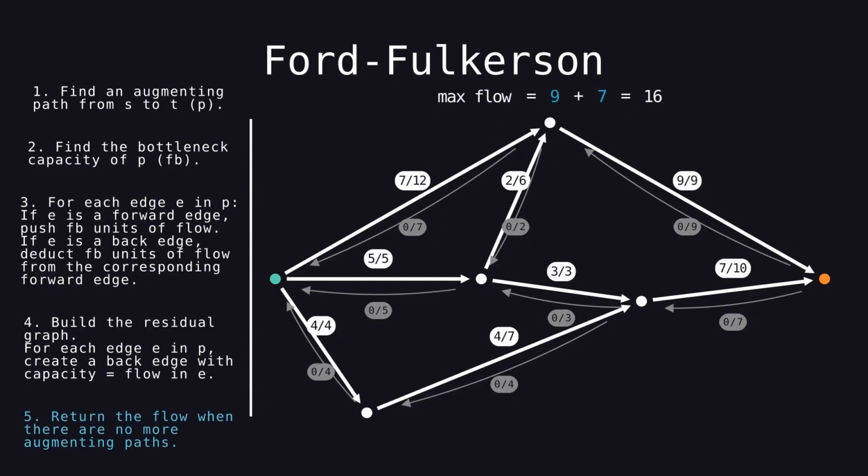The flow is the sum of the flows on the edges leaving the source or the sum of the flow values entering the sink. That is 9 plus 7, which is 16.